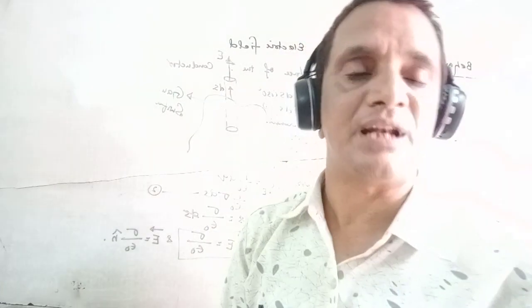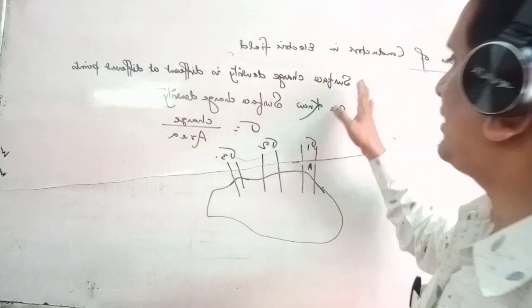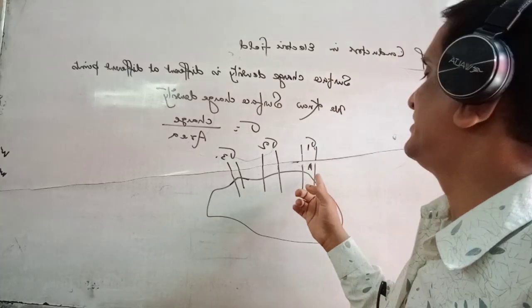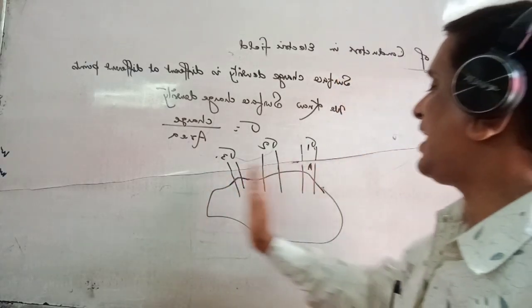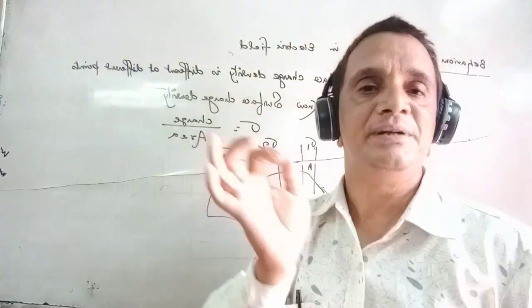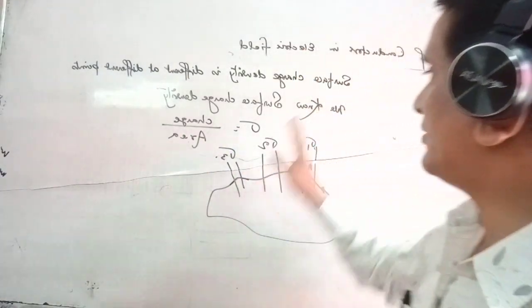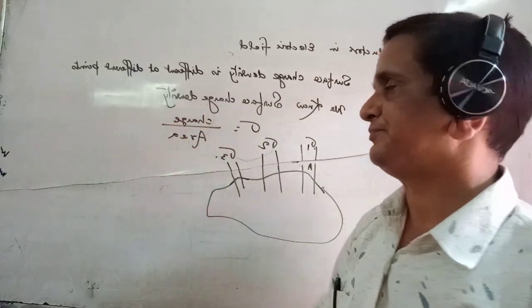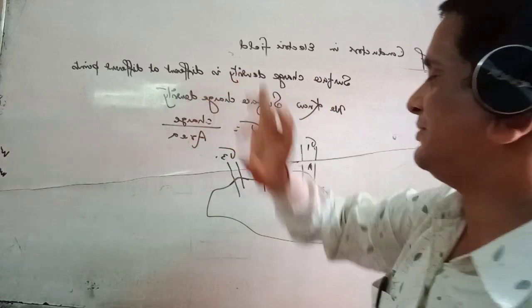Now we are moving to the last point, the 7th point. We want to know what the density of the charge will be when the conductor is placed in an electric field, where it will be maximum and where it will be minimum, and whether it will remain the same at every point. Let's see. We know surface charge density is given by sigma equal to charge by area. Surface charge density is charge per area.